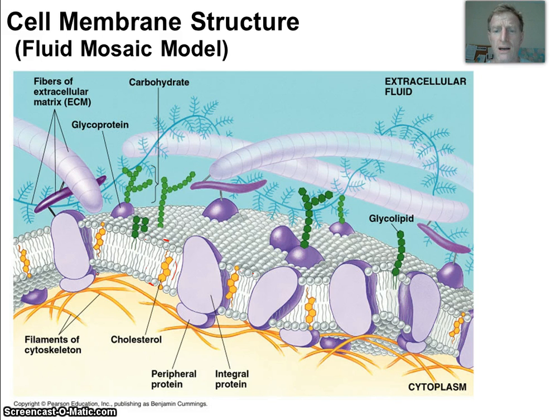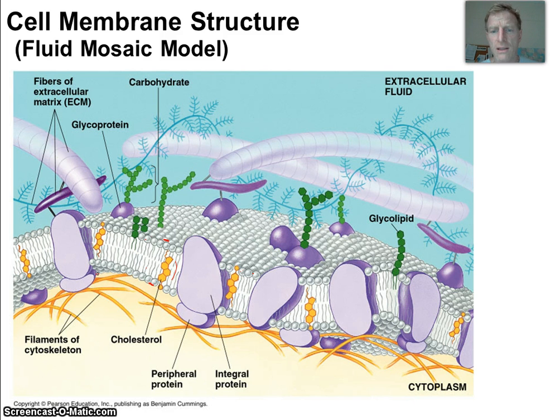Now, fluid because these phospholipids kind of float around, they're very flimsy and almost water-like. But a mosaic, when we say mosaic, you think about art. You think about taking a bunch of tile pieces or glass pieces and putting them into an overall design, so creating a bigger design from a bunch of smaller pieces. And that's kind of what we're doing with the cell membrane, right?